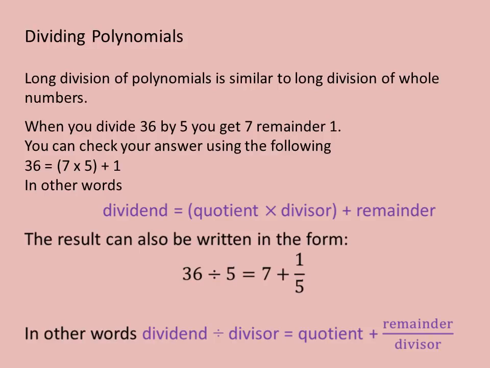In other words, the dividend, 36, divided by the divisor, 5, is equal to the quotient, 7, plus the remainder over the divisor, which in our case is 1 over 5.